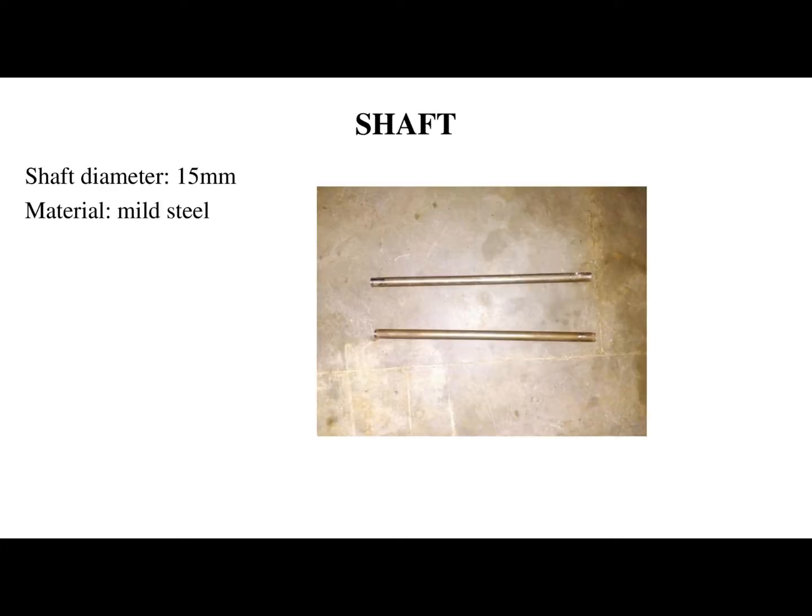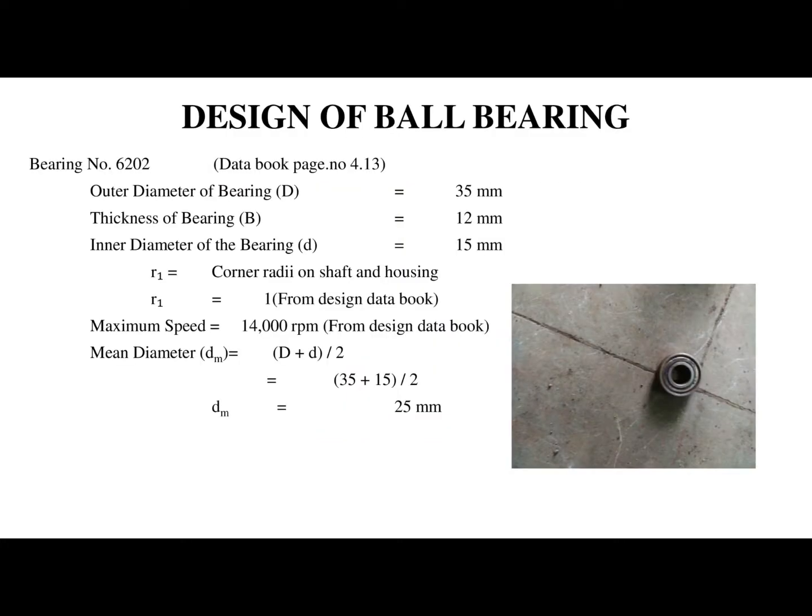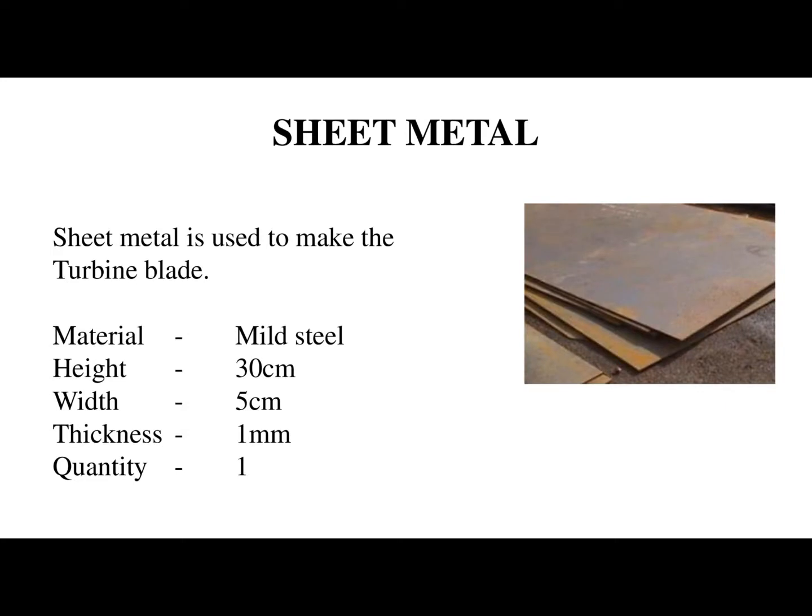The dimension of the shaft: the diameter of the shaft is 15 mm and the material is mild steel. Design of the ball bearing: the outer diameter of the bearing is 35 mm, the thickness of the bearing is 12 mm, and the inner diameter of the bearing is 15 mm. The ratio R1 is the shaft and R2 deals with the maximum speed of 1400 rpm, in which the mean diameter is equal to (35 + 15)/2, which is 25 mm.